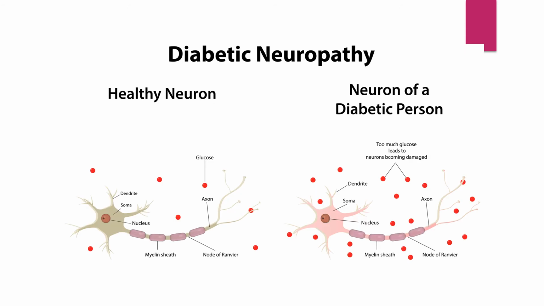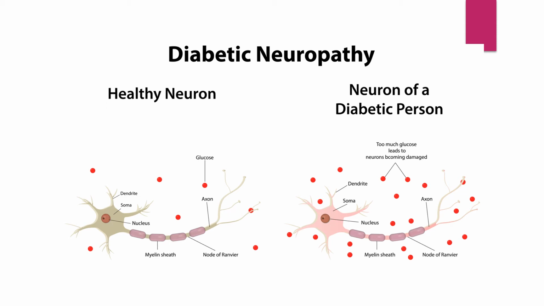Next is nerve pain. You can see the nerve cells in both of these images. One is a healthy neuron and another is a neuron of a diabetic person. In a diabetic person, there could be burning, shooting pain, tingling, numbness, loss of coordination, sometimes falls. It can affect feet and legs.